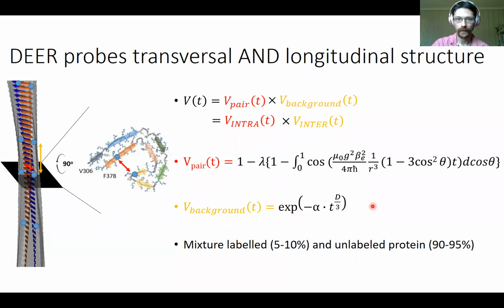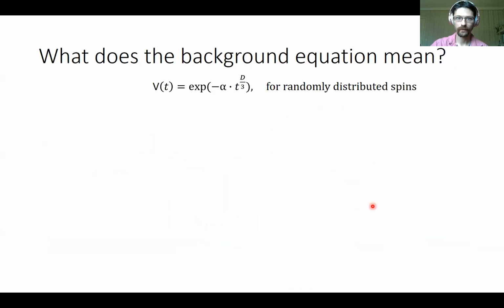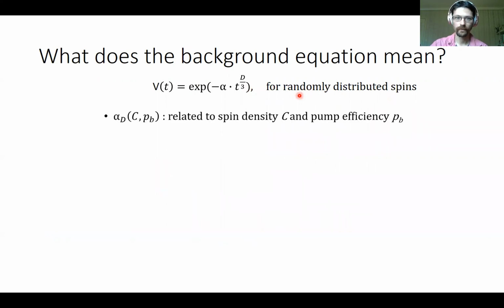For that, I'm going to say a few more words about this background equation. I think most of you have seen that, but maybe fewer actually know where it comes from and how we can interpret that. So let me spend a few minutes on explaining what it is. First of all, this equation only holds for randomly distributed spins. That's pretty important to understand.